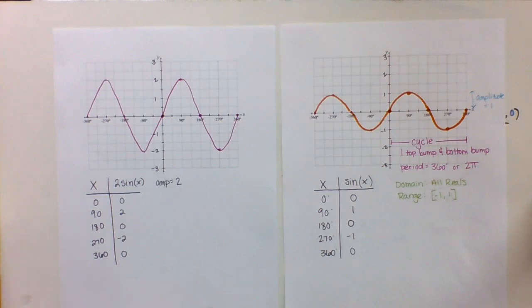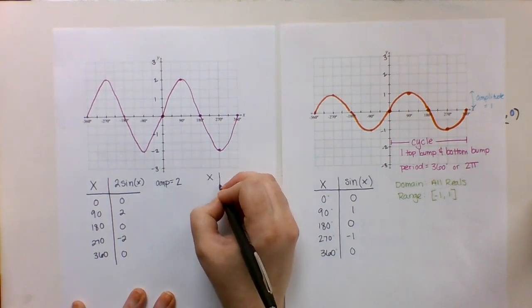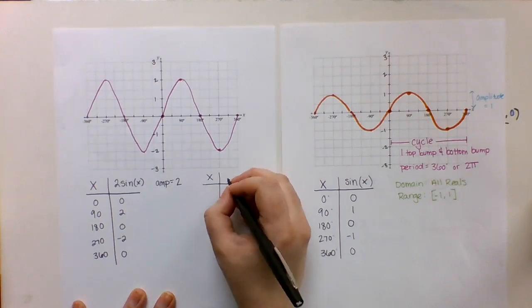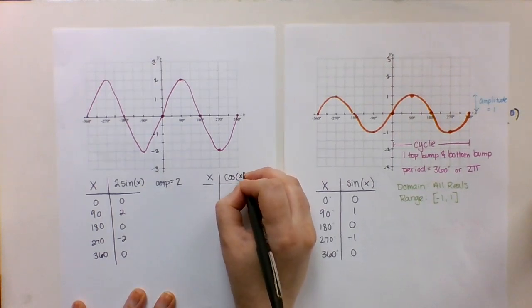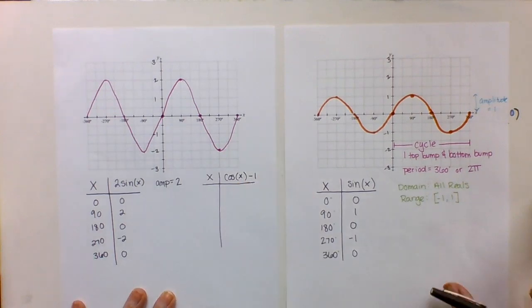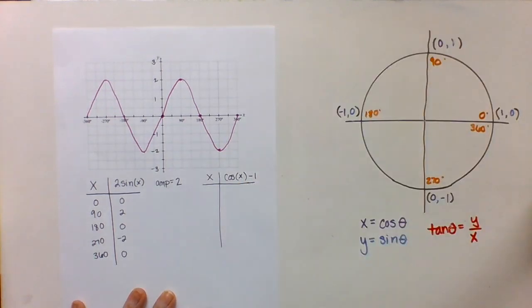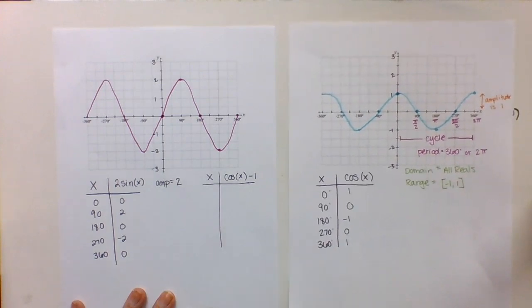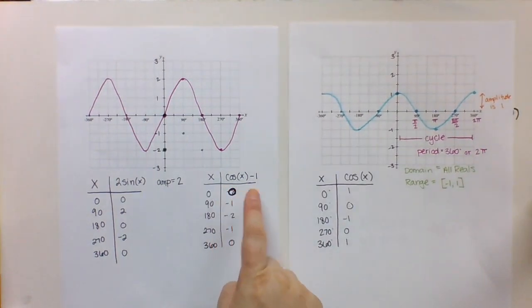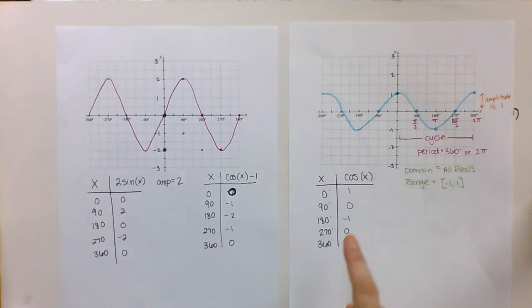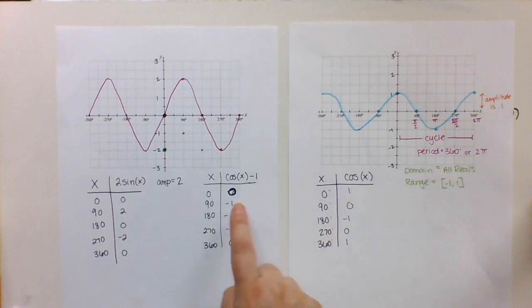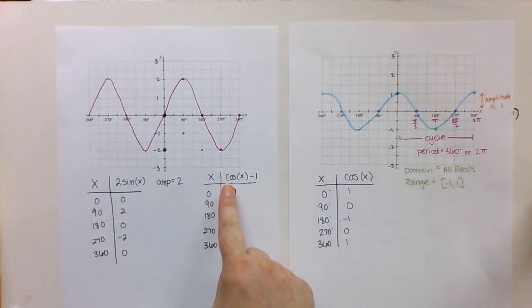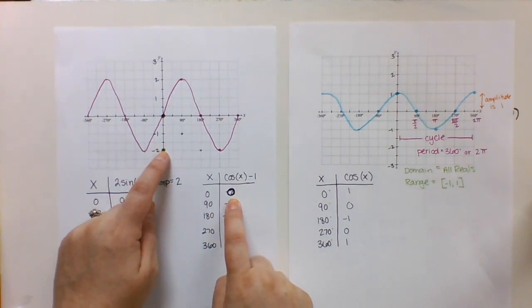Okay. All right, now let's say I wanted you to graph cosine of x minus 1. Bring up my cosine graph. Okay, so let's say you wanted to graph cosine x minus 1. So what I did is I took the cosine values and I subtracted 1 from each of them. So 1 minus 1 is 0, 0 minus 1 is -1, -1 minus 1 is -2. So I just did what it told me, cosine values minus 1. I made a mistake with the first one, so ignore that point up there.